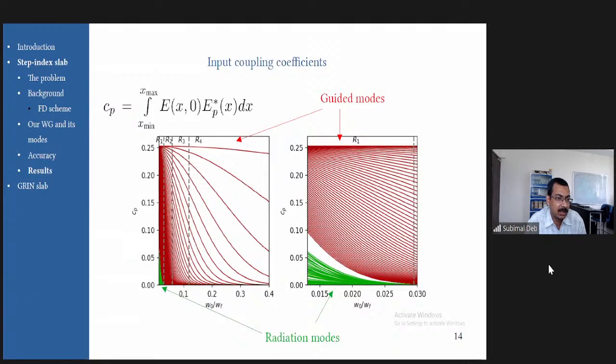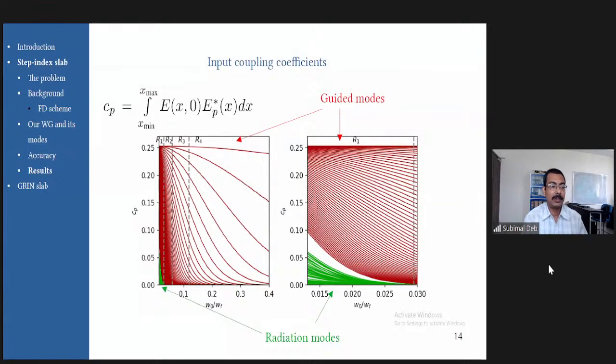We haven't analyzed this part, and I'm not sure whether it can be done, because for the step index guide, one cannot have an analytical solution for the propagation constants. So we have to rely on the numerical results.